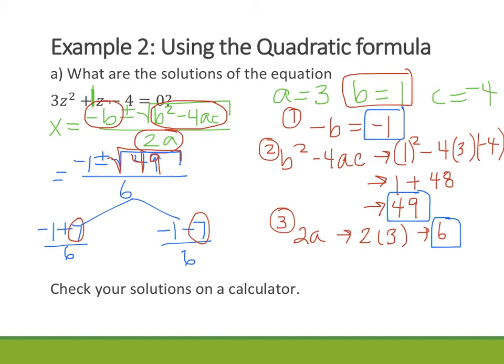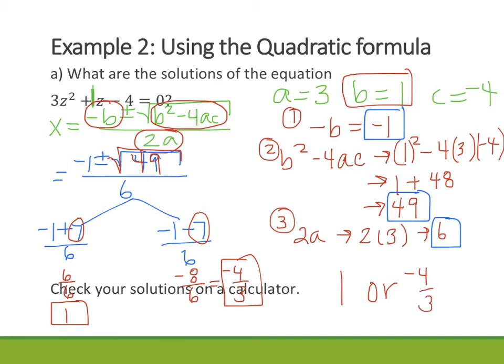So, negative 1 plus 7 is 6. So that's 6 over 6, which is 1. So my first solution is the 1. And then negative 1 minus 7 is negative 8. And negative 8 over 6, which is negative 4 over 3. Or if you typed it into your calculator, it would be 1.3 repeating, is my second solution. So I have 2 solutions. 1 or negative 4 over 3 is what x is equal to.